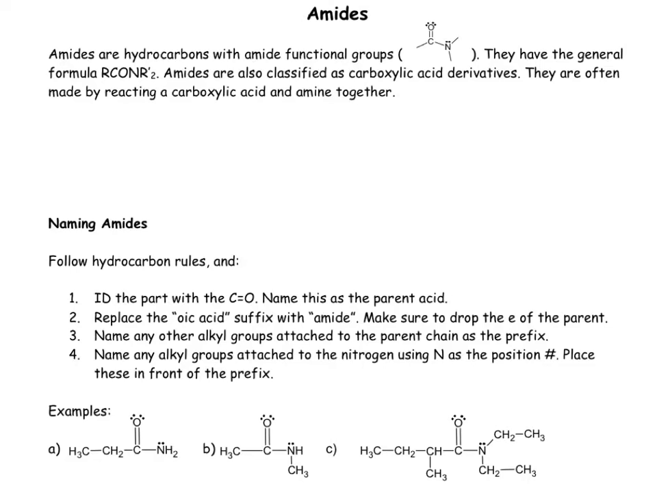They have the general formula R, which is your parent chain, CON R prime 2. Because nitrogen can bond to three things, there are two R primes. They do not need to be the same. They can either be hydrogens or carbons.